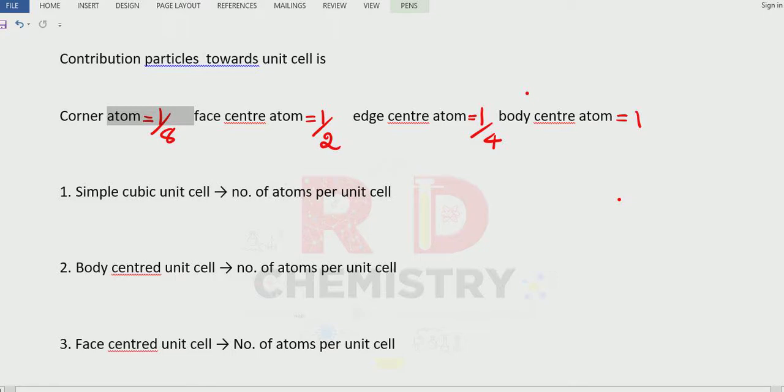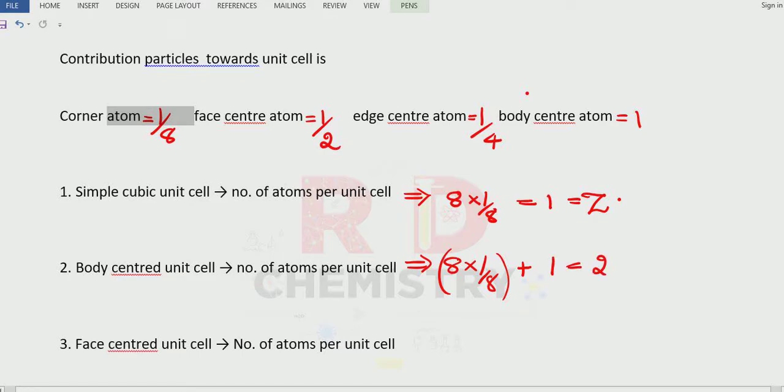So let us now calculate the number of atoms per unit cell in the simple cube. In the simple cube, there are 8 corners, and for each corner particle, the contribution is 1 by 8. So there is a total of 1 particle per unit cell in the simple unit cell, which is called the Z value. If I go for the body center, there are 8 corner particles and the contribution is 1 by 8. This is about the corner particles. And there is one particle in the center of the unit cell. Its contribution is 1. Therefore, total is equal to 2. So, Z is equal to 2 per unit cell.